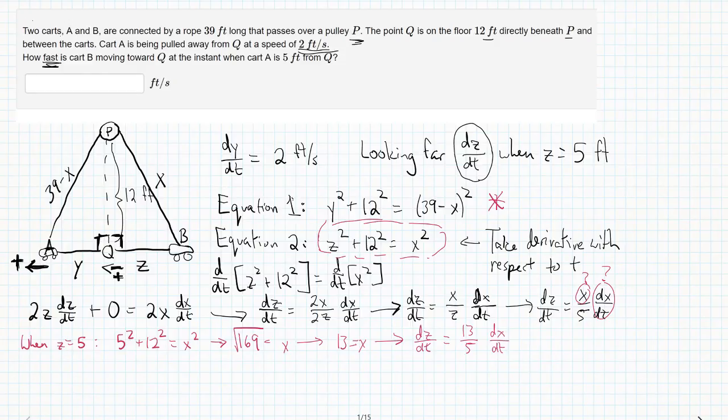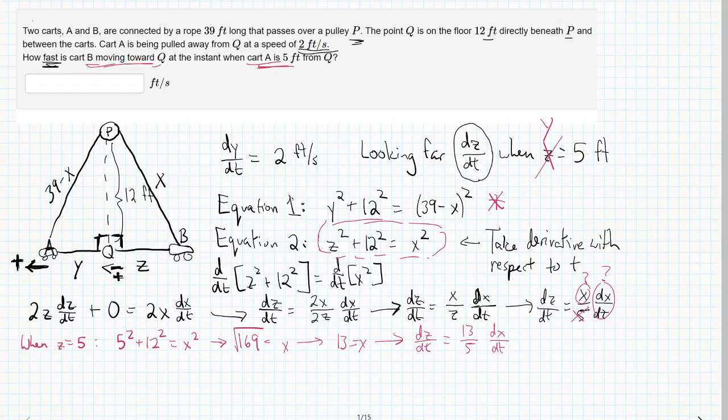I made a mistake here. Hopefully y'all can see the mistake. How fast is cart B moving toward Q? I read it as cart B being 5 feet. My apologies. So this should be cart A is 5 feet. So instead of Z equals 5 feet, that's going to be Y equals 5 feet. So we don't have this being 5 just yet. We'll deal with that in a second. So I can fix this.